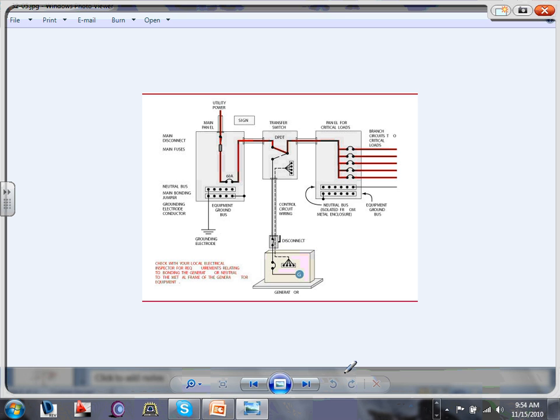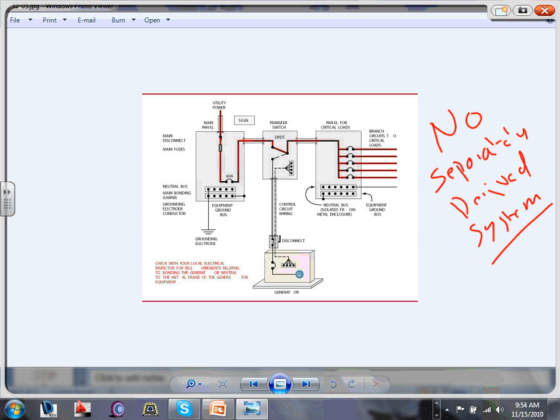So in a case like this, this is a non-separately derived system. Why is it a non-separately derived system? If you look right here, no bonding of neutral and ground. No bonding, neutral and ground.